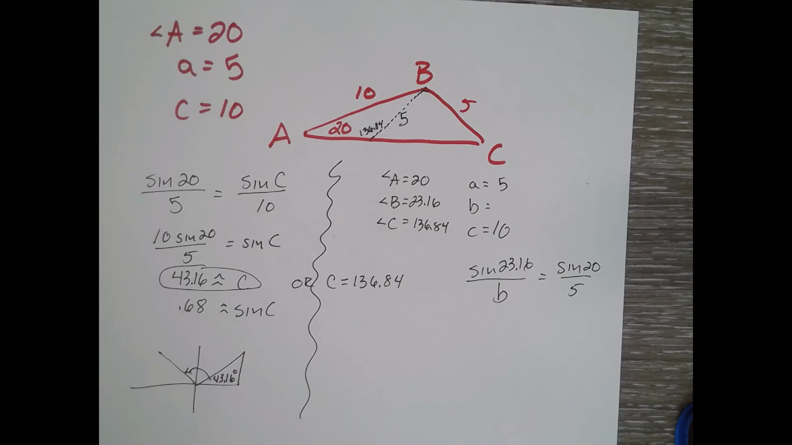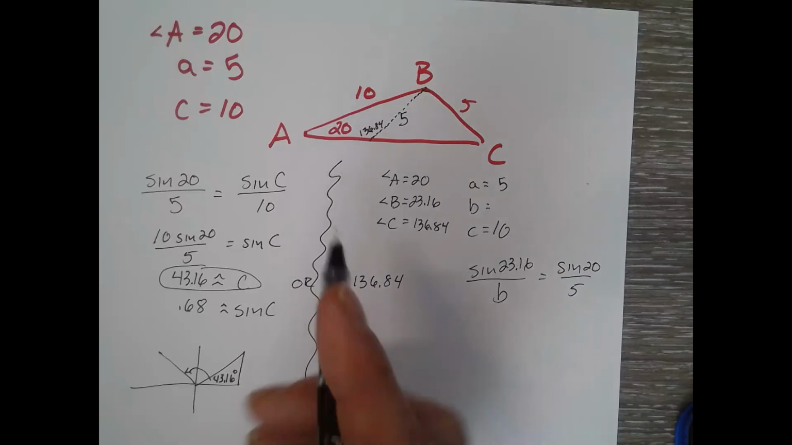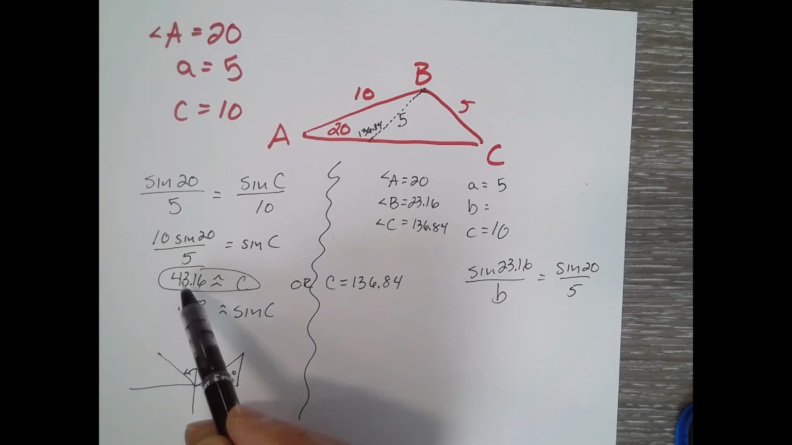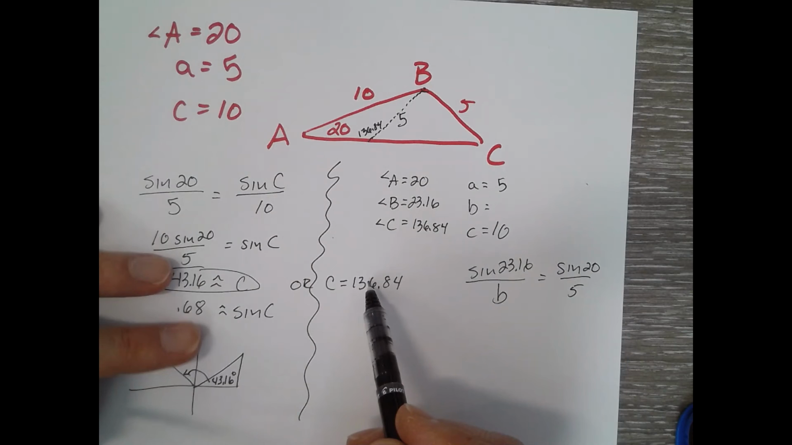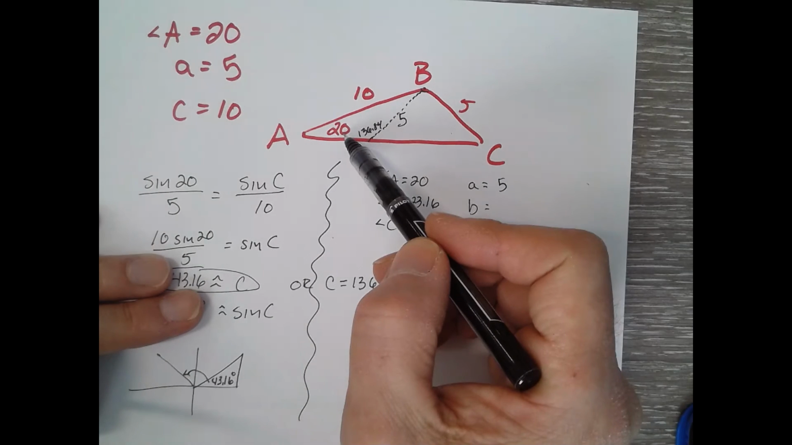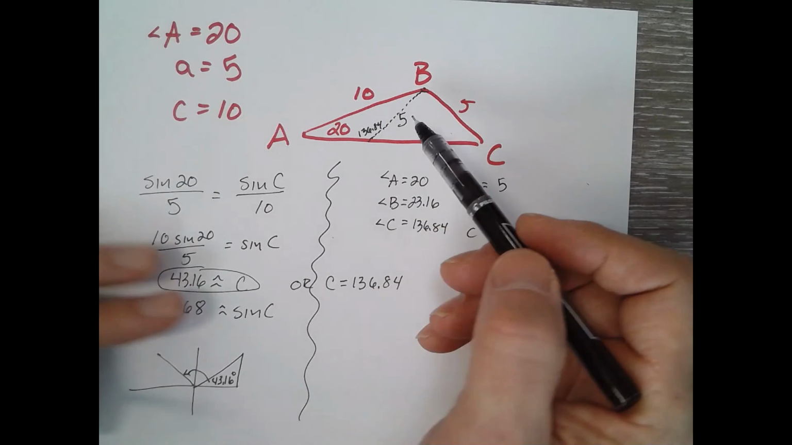Lastly, how do I know if the second triangle exists? If we have enough angle to go around. If we had gotten 170 degrees for C, 170 plus 20 is already 190, so it would be impossible to have a second triangle.